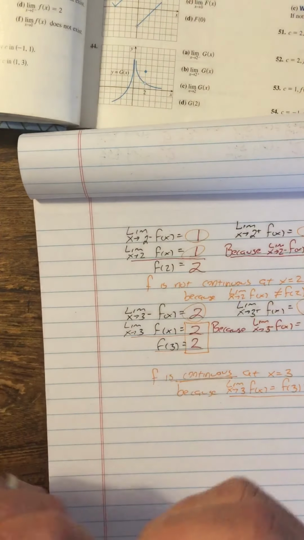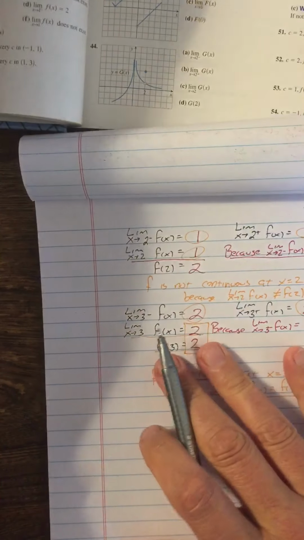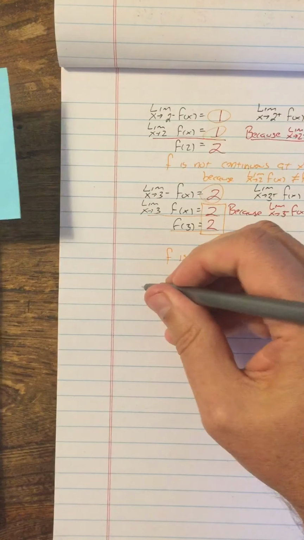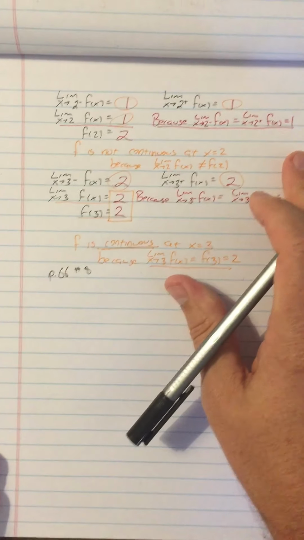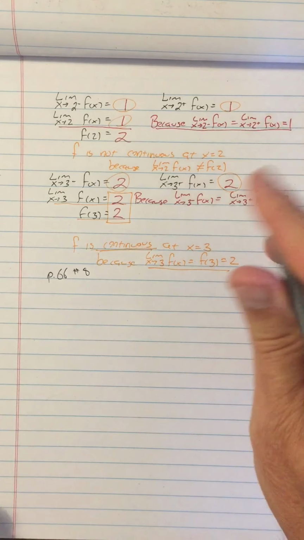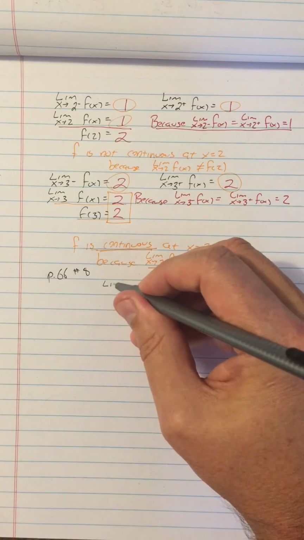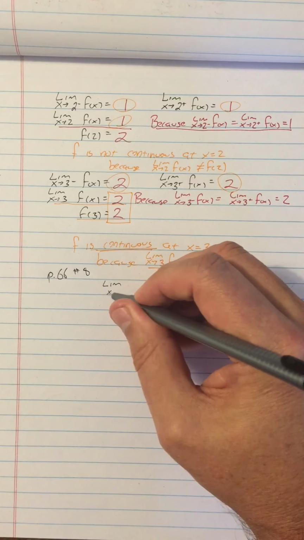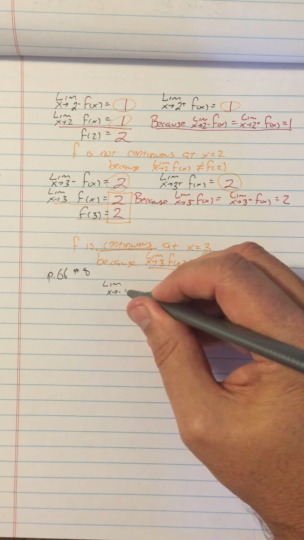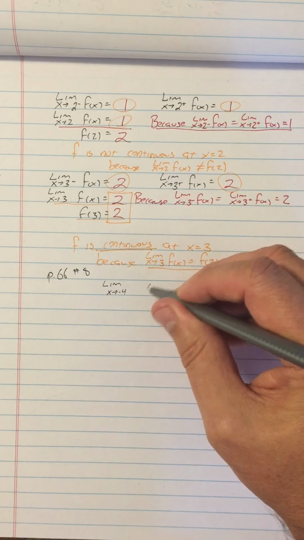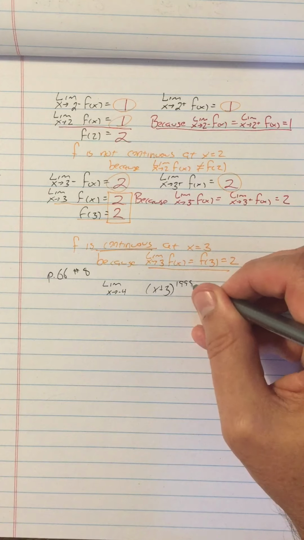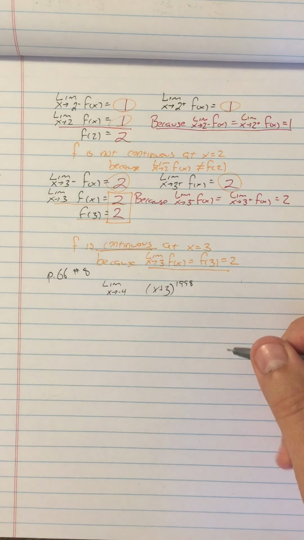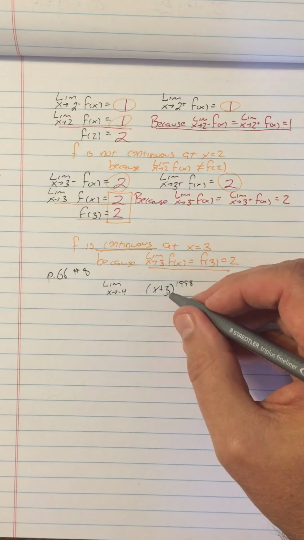So in number 8, this is page 66, number 8. So you don't have to always write out the problem, but I really like it if you do. It makes it easier for me to check things. So limit as x approaches -4 of (x plus 3) to the 1,998th power. All right, so what you're going to do is you are going to plug in that value of -4.